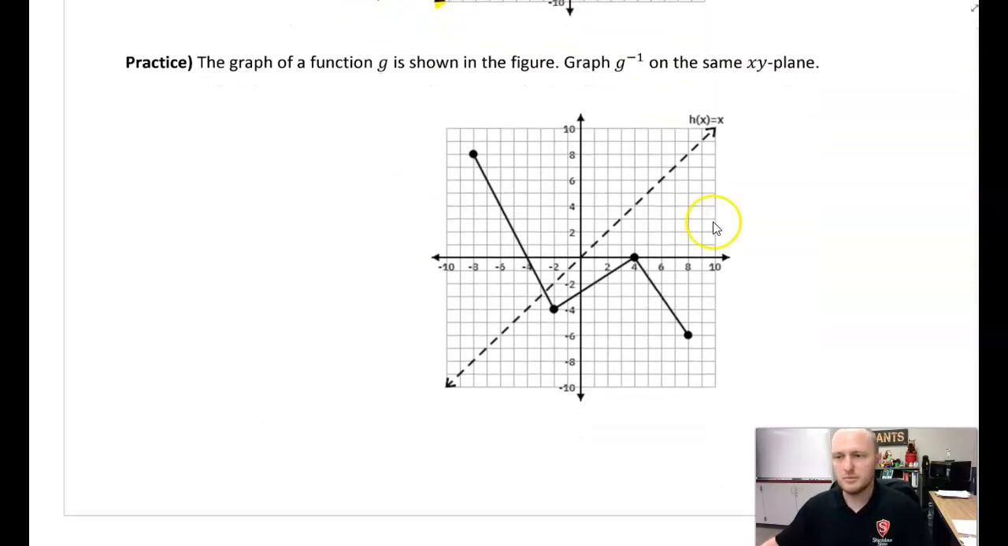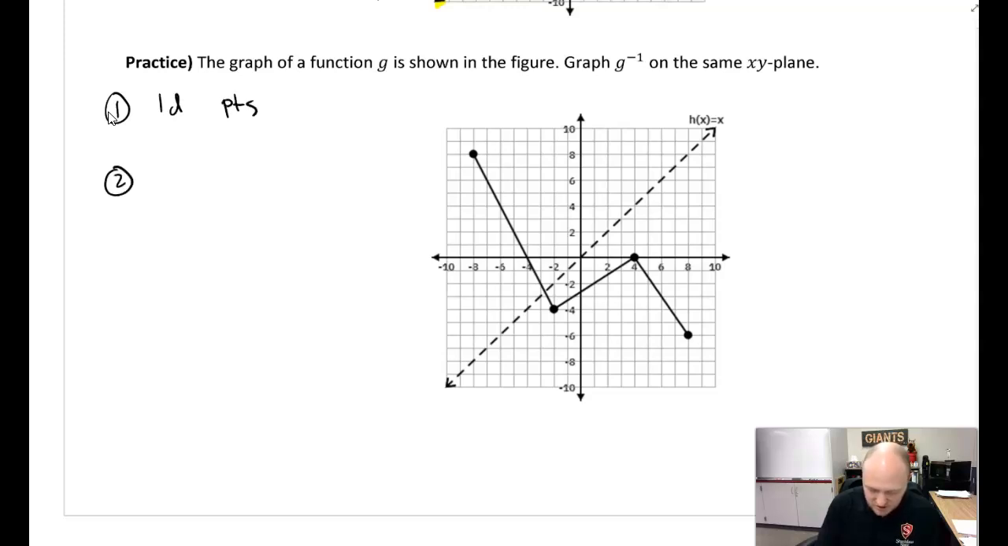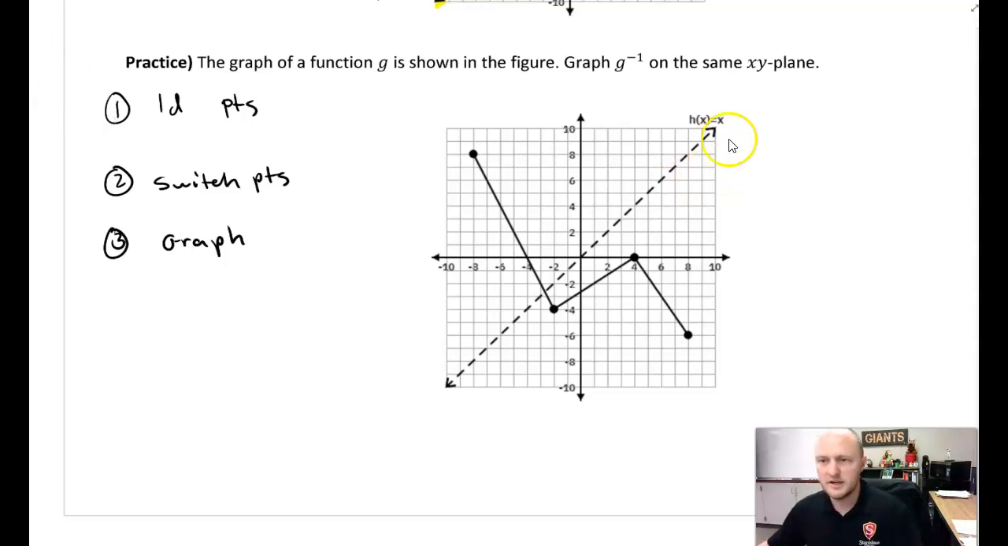Last practice problem for you here. I want you to graph the inverse on the same xy plane. Take note of your points. I want you to switch the points and then graph them. Again, identify points, switch your points, and then graph them. Okay? All right. I'll go ahead and show my work here in a second, but pause me.